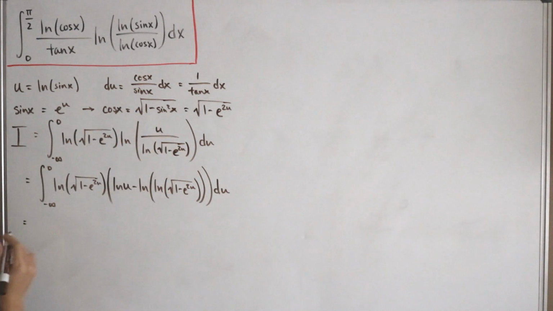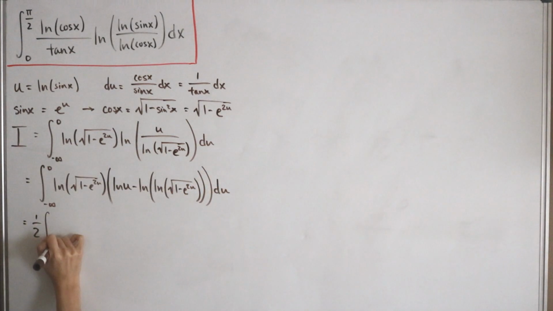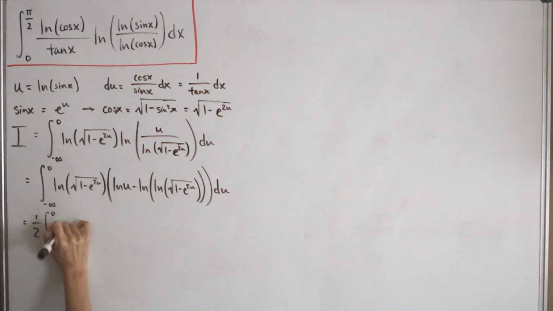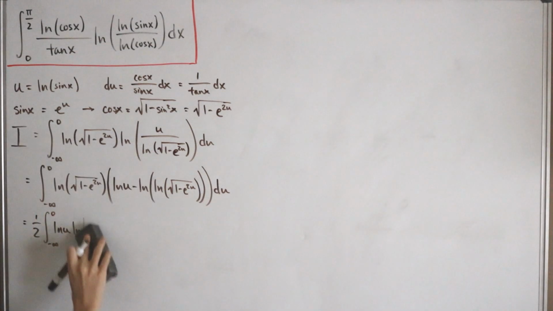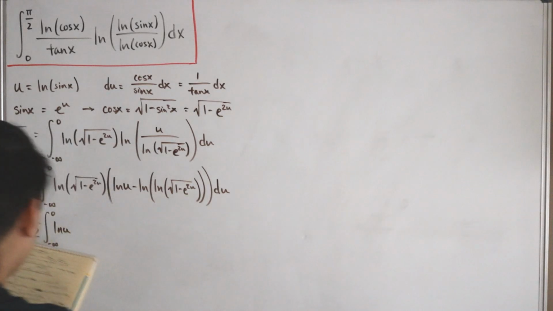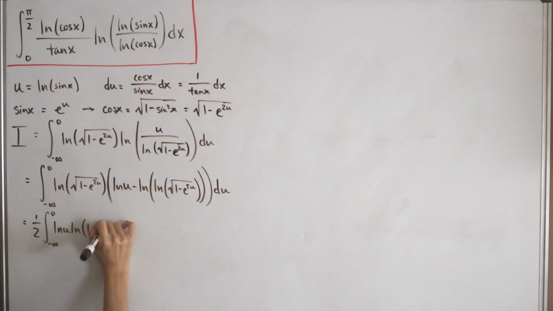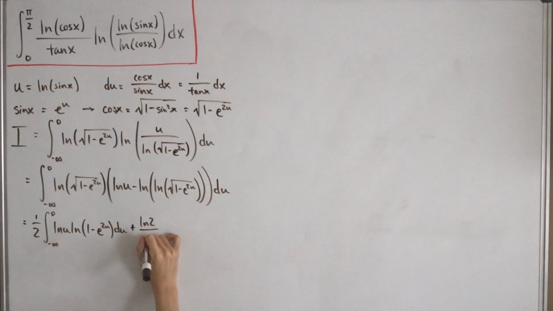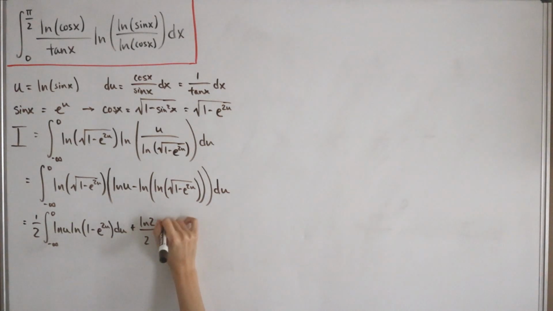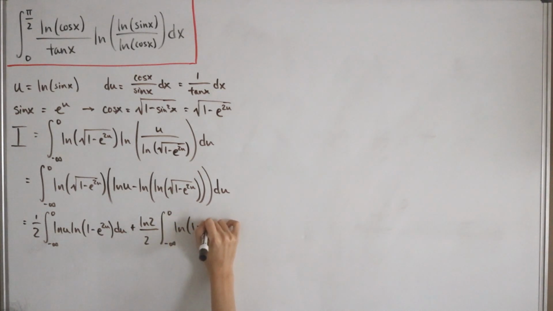So what that comes down to is that if you apply all this together, we have 1/2 times the integral from negative infinity to 0 of ln of u, and then times ln of the square root, or well, we already applied the square root because that's why we have the 1/2 outside. So my mistake, ln of u, and then times ln of 1 subtract e to the power 2u, and then add this with the natural log of 2, divided by 2, multiplied with the integral from negative infinity to 0 of the natural log of 1 subtract e to the power 2u. Sometimes it can be hard to get those mixed up.